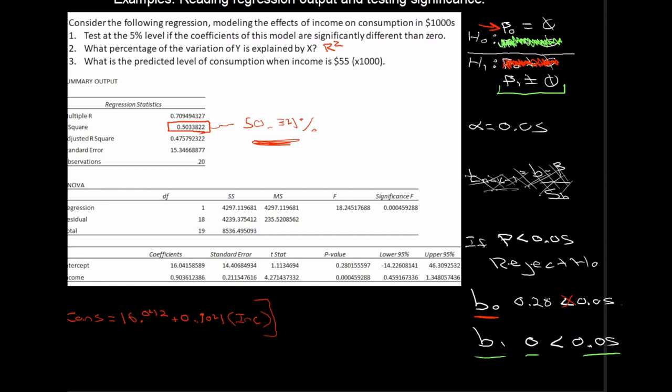Finally, the third question that we have on this slide. What is the predicted level of consumption when income is $55,000? Well, everything is being presented in thousands, so we can just use 55. So essentially, we're going back to the model that we wrote out to start, and we're just putting in a value for income of 55. So consumption equals 16.042 plus 0.904 times 55. What do we get? Well, we can work that out.